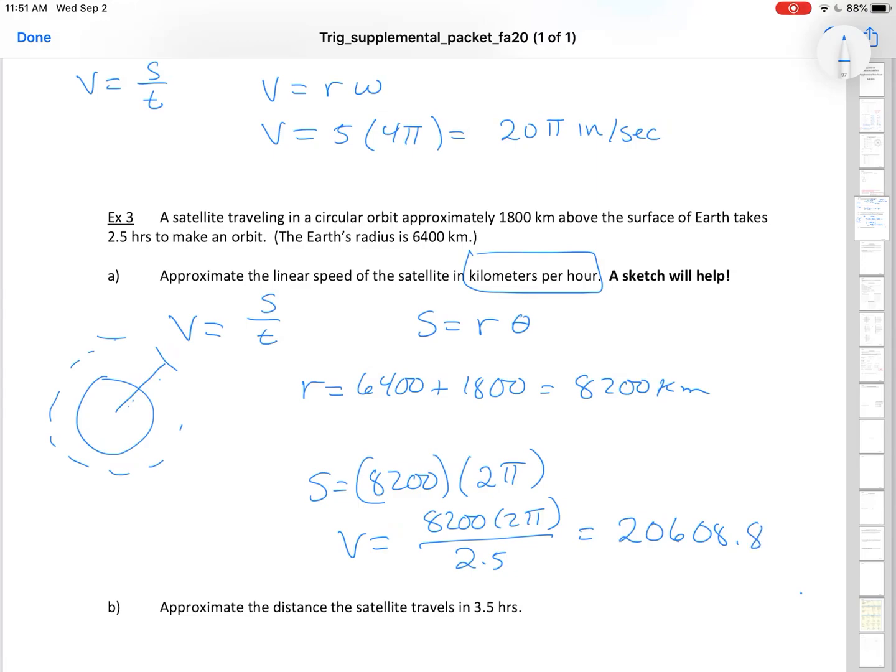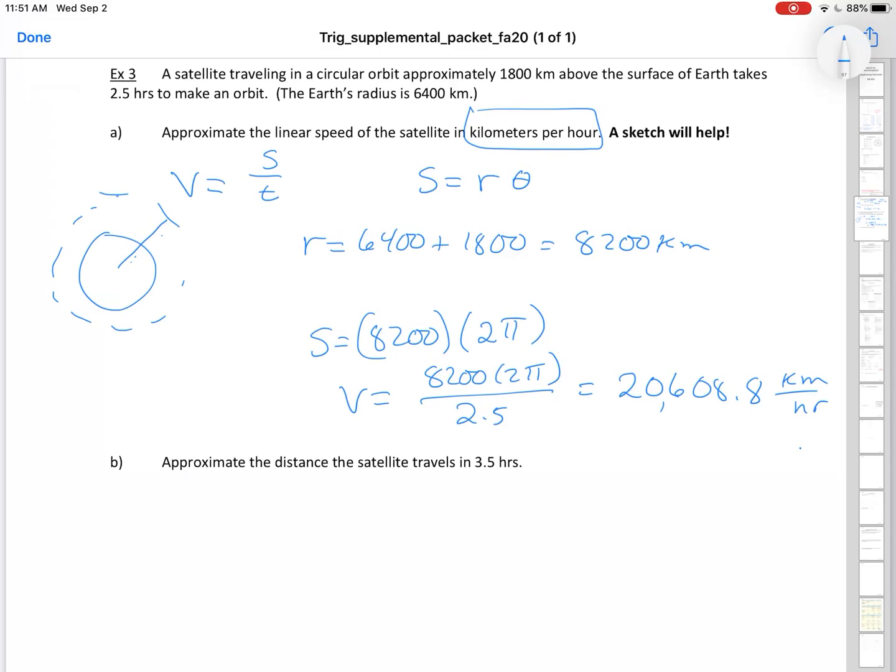20,608.8 kilometers per hour. So it's moving at 20,608.8 kilometers per hour. That's what we get when we take our 8,200 times the 2 pi and divide by 2.5.